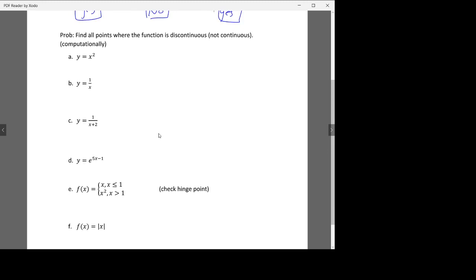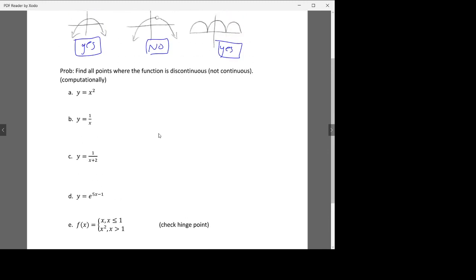So here's one where we have the rule, not just a picture, where we want to find where the point is discontinuous, or where it's not continuous. You might say, well, Parrish, I don't even have a picture. How am I supposed to know? Well, you could graph this thing by using a chart or something, get an idea. But most importantly, I think you need to realize that it cannot be continuous if it's undefined.